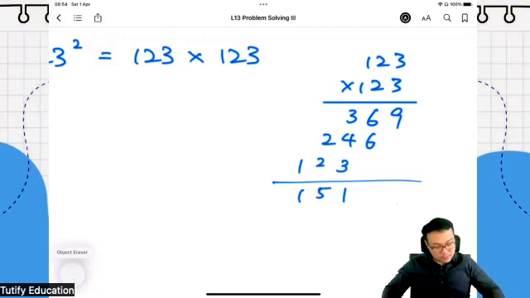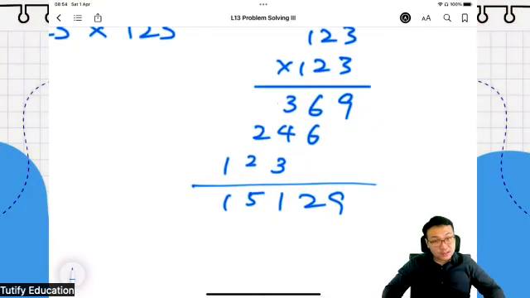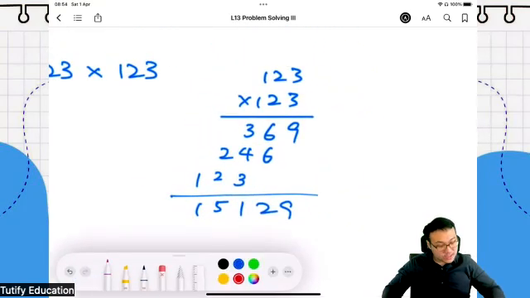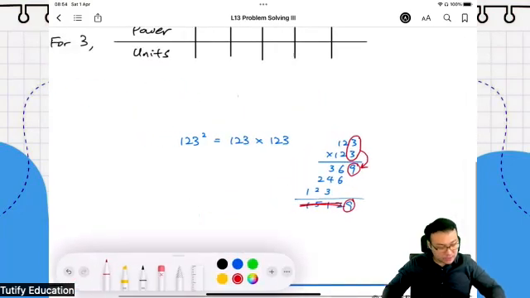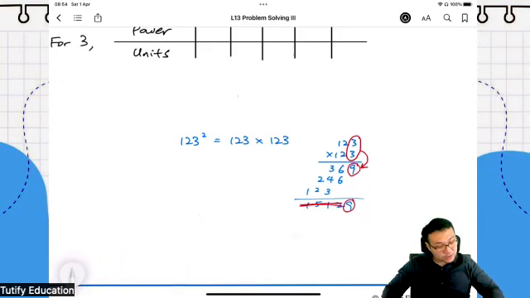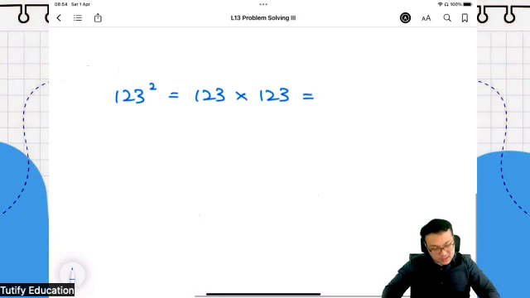The answer is like that. 15129. Students, even if you multiply the whole thing and waste all your time, the ones digit is still the same, right? So do I need to go and bother to do everything? No. Just multiply this and this. Straight away, you get the number 9. Nobody cares what the answer is here. We only care about the last digit. Very good, Atava. So let's write it down. The last digit is 9.